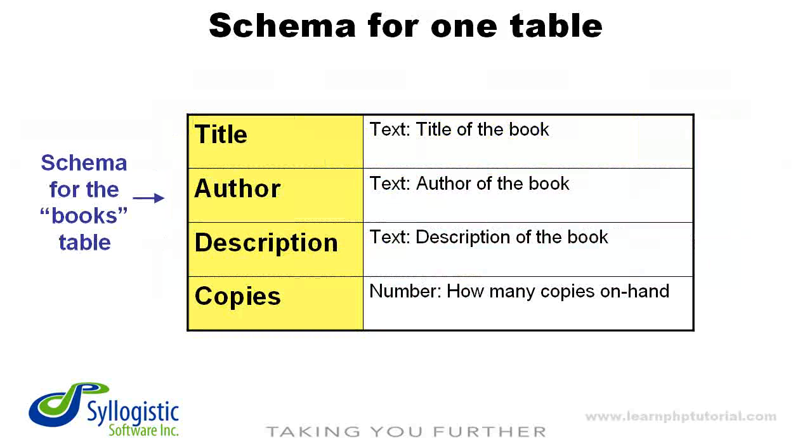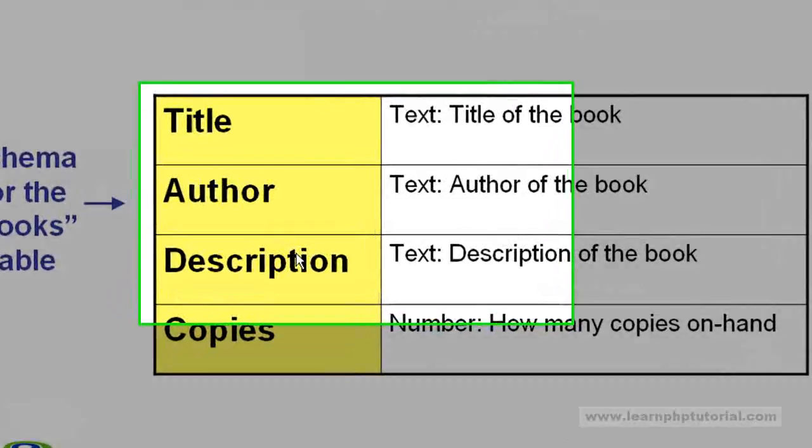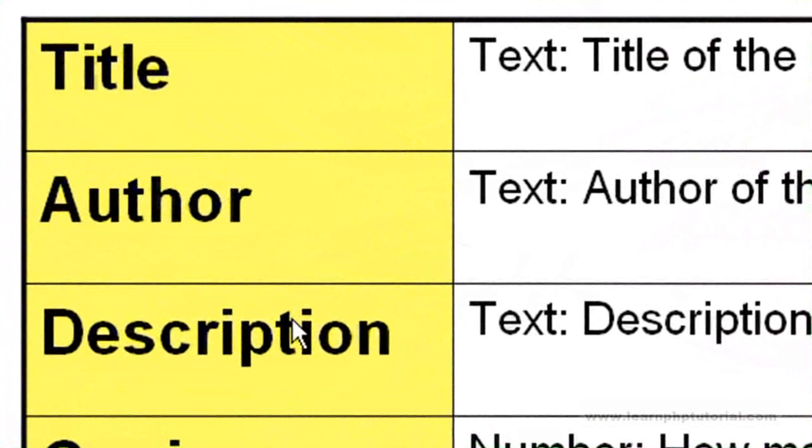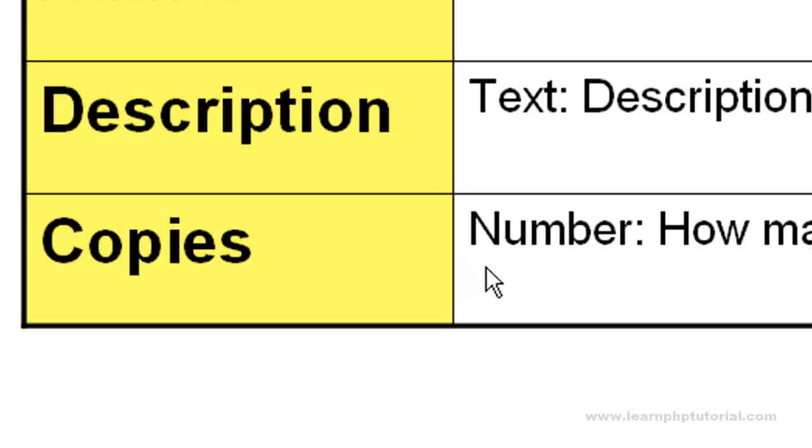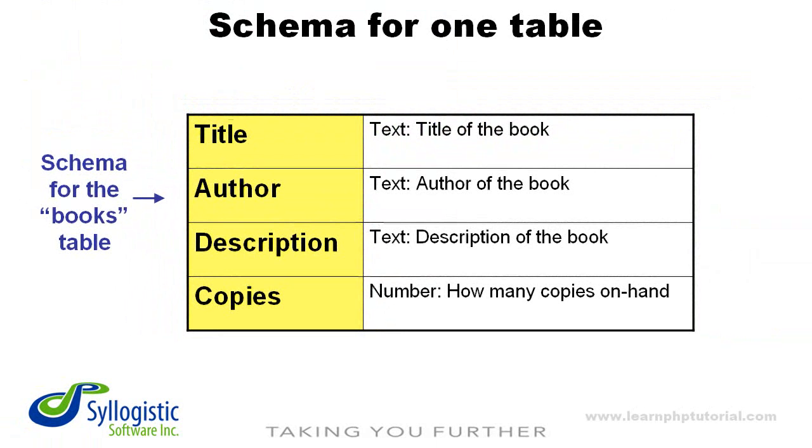As you can see here, the schema also contains some information about the content of your database rows. In this case, it identifies the fact that title, author, and description are text fields, whereas copies is a number field. Text and numbers are treated differently and stored differently within the database.